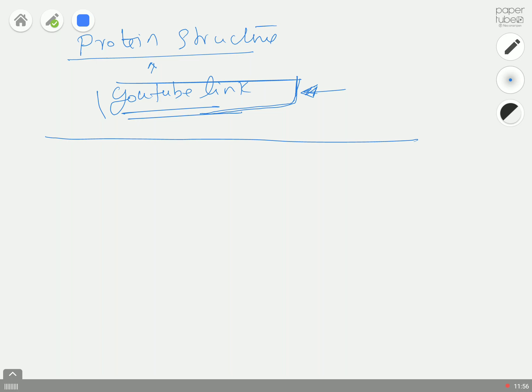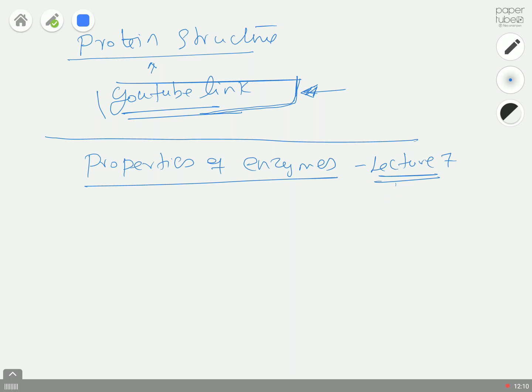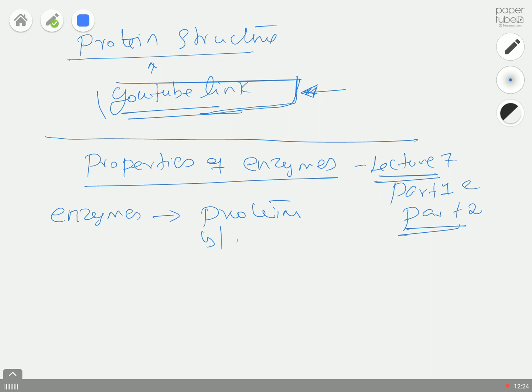So I think I covered a bit. I'm just going to summarize what we saw so far. We saw properties of enzymes in this lecture and the previous lecture. So in lecture 7 we covered properties, both part 1 and part 2, which we are reading now at the moment. Enzymes or proteins are large molecules. They are not tiny molecules like water or carbon dioxide, and their molecular weight ranges from 10 to the power of 4 to 10 to the power of 9.